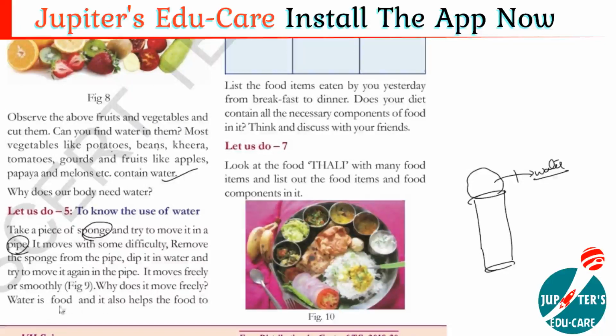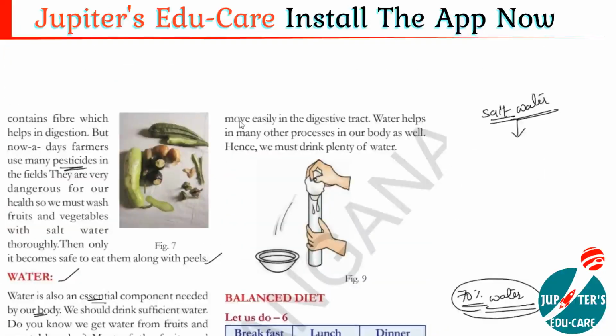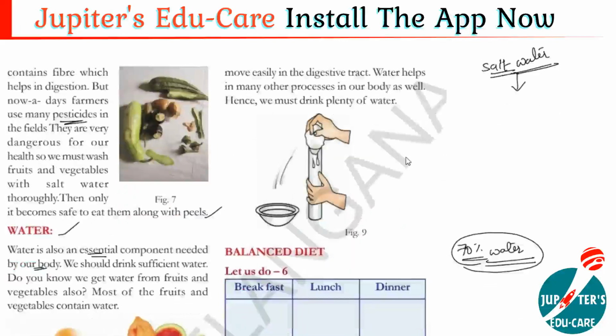You know that water is a food, and it also helps the food. See here, it also helps it to move easily in the digestive tract. Water helps in many other processes in our body as well. Hence, we must drink plenty of water, right? So you can see here a tube, and here a sponge along with water. Then what happened? You can observe this. When you do this, you can understand clearly the role of water.